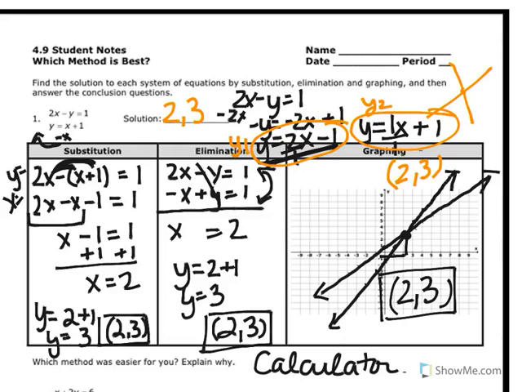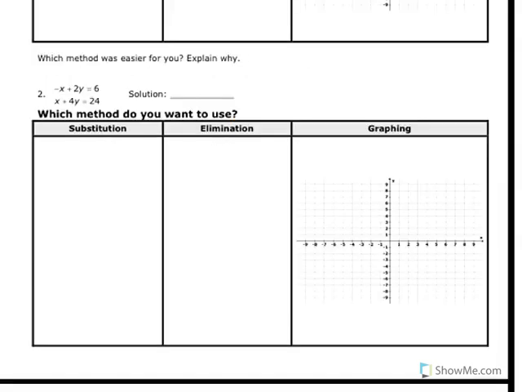Okay, let's try the next set of equations. So we have these two equations, negative x plus 2y equals 6, and positive x plus 4y equals 24. Now what I want you to do is to think about each of the methods and ask yourself which one of these would work best for you. Which one do you think would be best? Think about that. I know which one I would use.